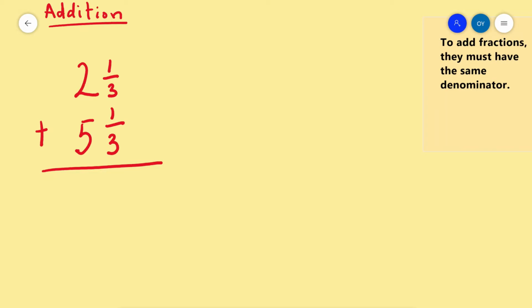Here we have 2 whole number 1/3 plus 5 whole number 1/3. Here you add the whole numbers first. 2 plus 5, that is 7. Then the numerator 1 plus 1 is 2, then over 3.